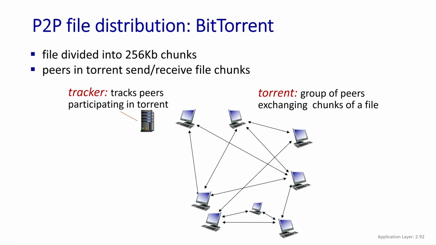A torrent represents the group of peers having chunks of a file. So, in BitTorrent, we divide a file into smaller chunks. We divide a file into 256 KB chunks, right? So, if a file is one gigabyte, we'll divide it into chunks of 256.